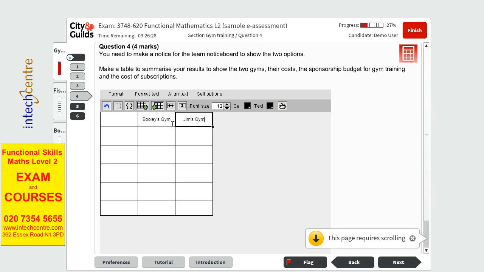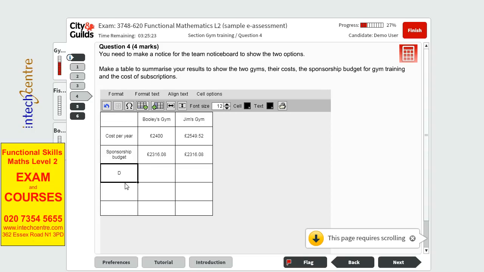Bully's Gym, Jim's Gym. First one, it will be the cost per year of the gym. For Bullish Gym, it was 2,400. Do not forget to put in the pound sign because you're dealing with money and you want to make that clear. And then for Jim's Gym, we have 2,549.52. The next thing we have to put, we've done the cost, we will put down the sponsorship budget, which is 2,316.08 for both of them. So if you insert this, you can Control C, copy, and then Control V, paste, so that you save a few seconds.